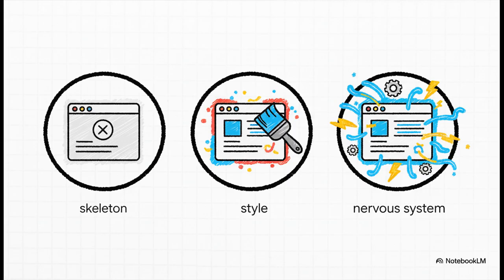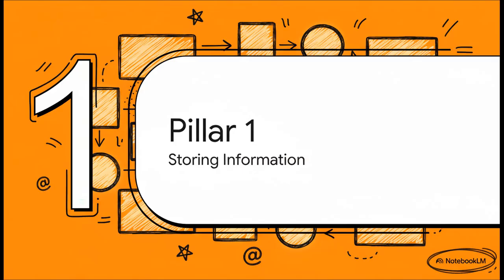So if you think of HTML as the skeleton of a web page, giving it structure, and CSS as the clothes, making it all look good, then JavaScript is the brain and the nervous system. It's the part that brings it all to life with intelligence and interactivity. So how do we even start to build that intelligence into a website? Well, it all begins with memory. Before a program can do anything remotely smart, it has to have a way to remember things. And that brings us to our very first pillar: storing information.